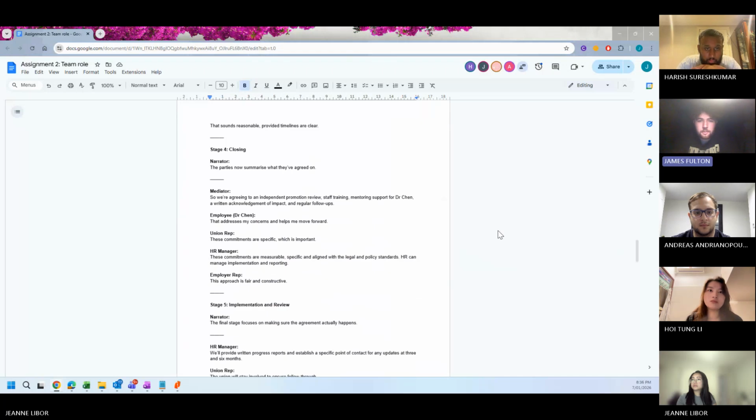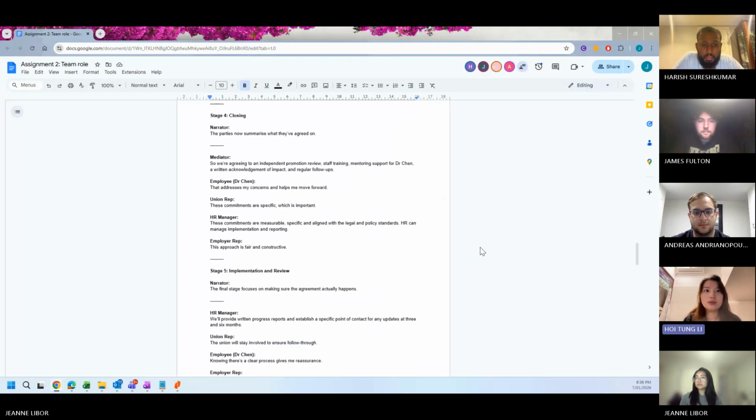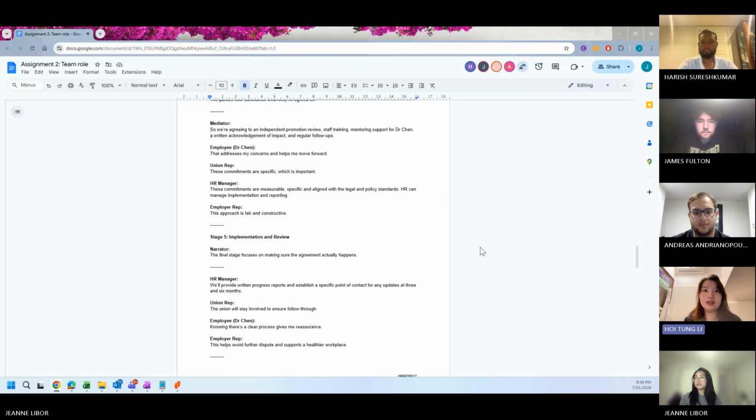The parties will now summarize what they've agreed on. So we are agreeing to an independent promotion review, staff training, mentoring and support for Dr. Chen, a written acknowledgement of impact and regular follow-ups. That addresses my concerns and helps me move forward. These commitments are specific, which is important. These commitments are measurable, specific, and aligned with the legal and policy standards. HR can manage implementation and reporting. This approach is fair and constructive.